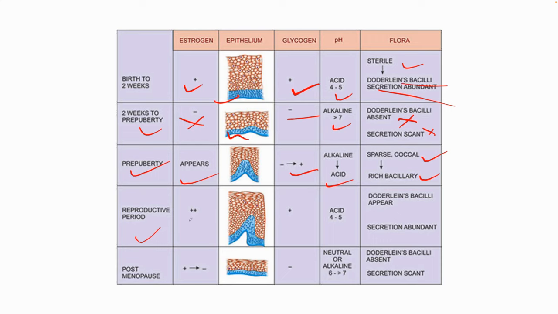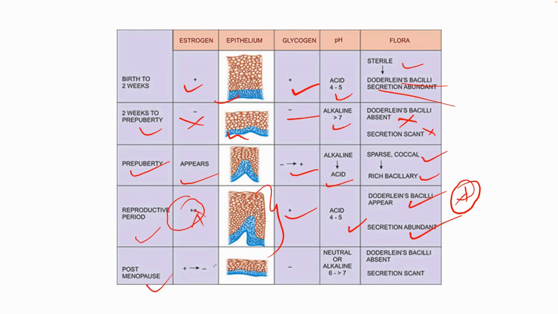During the reproductive phase, the highest level of estrogen will be found, and glycogen will be present with structural changes in the epithelium. The pH will be acidic. Again the Doderlein bacilli will be present, and the secretion will be abundant. So remember the reproductive phase, where you will find everything to be maximal.